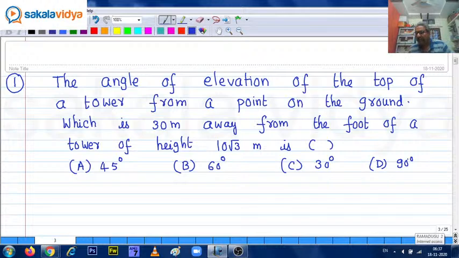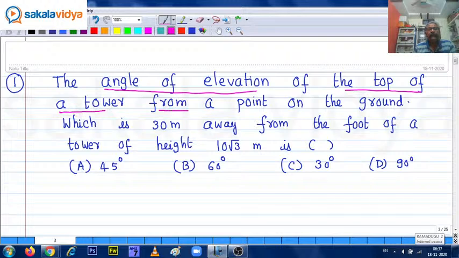This is the question. Whenever the questions are related to the applications of trigonometry or heights and distances, remember one thing: first read the question very carefully two or three times. Just visualize it and draw the figure. If you draw the figure, the problem will be solved. So first let us solve it. The angle of elevation of the top of a tower from a point on the ground which is 30 meters away from the foot of the tower of height 10 root 3 meters.